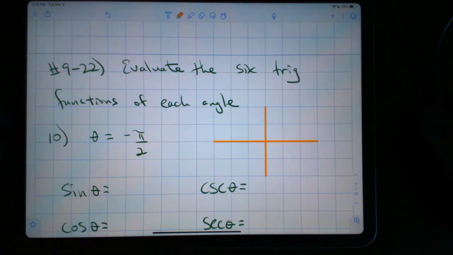Okay. And 9 through 22, use the definitions, not a calculator, to evaluate the 6 trigonometric functions of each angle. If a value is undefined, then state so.